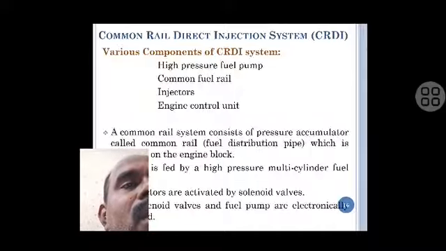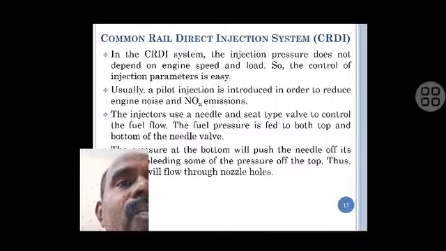Various components: high pressure fuel pump, common fuel rail, injector, and engine control unit. The common rail system consists of a pressure accumulator called the common rail, which is on the engine block. High pressure multi-cylinder fuel injection system. The injector is activated by a solenoid valve. The solenoid valves and pumps are electronically controlled.